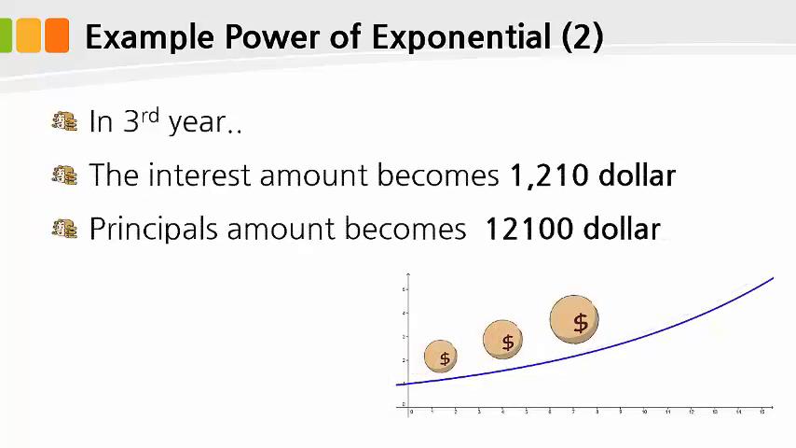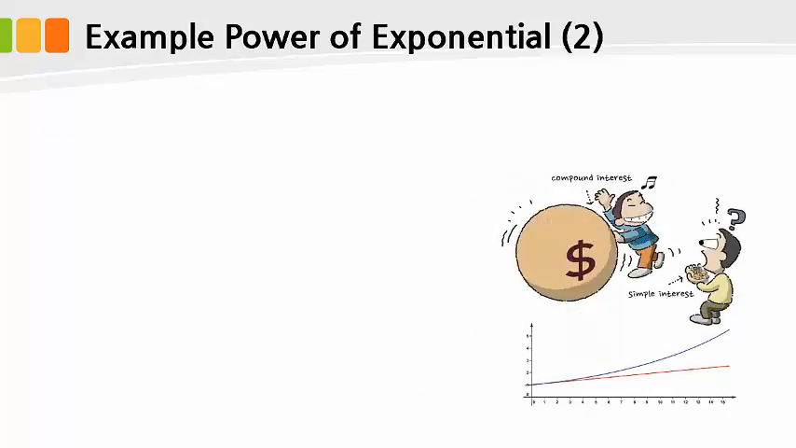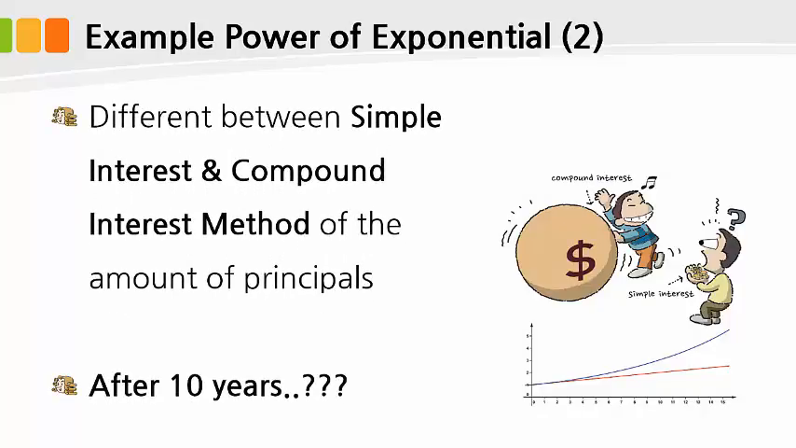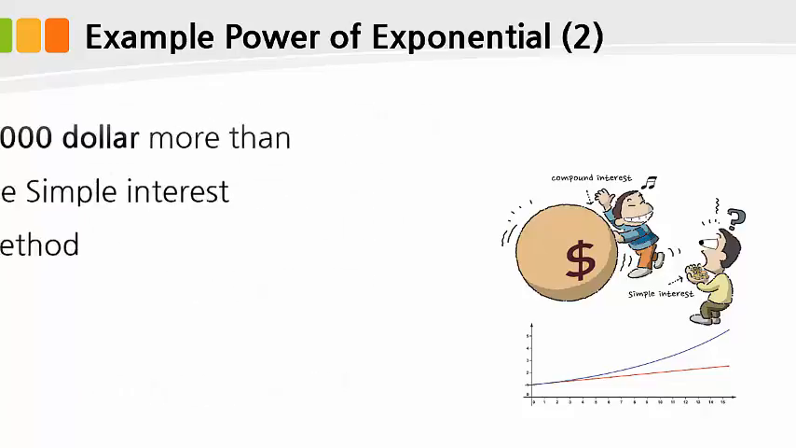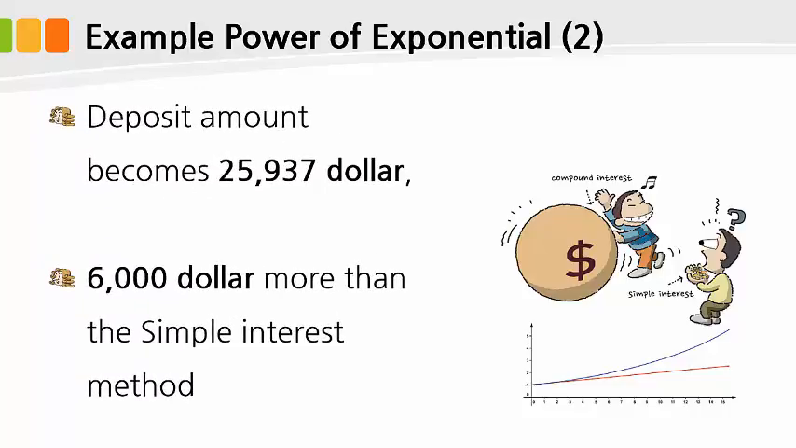At the point of 3 years, the principal becomes $12,100, and the interest increases to $1,210. Look at the difference in deposited money according to the simple and compound interest methods after 10 years, as the principal and interest increase. The deposit amount becomes $25,937, which is $6,000 more than the simple interest method, based on the compound interest method calculation.